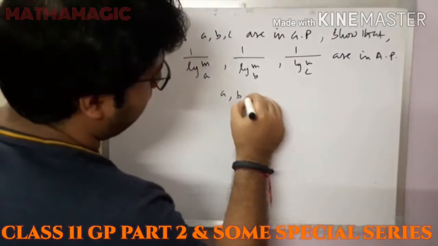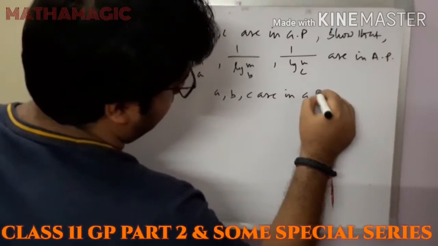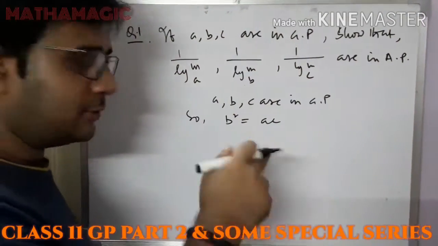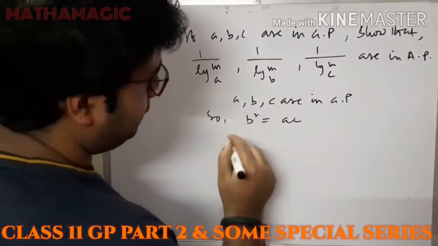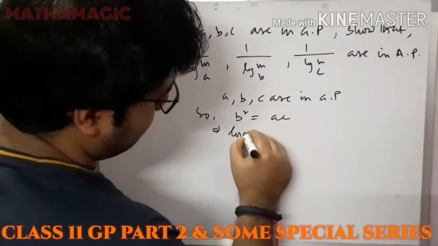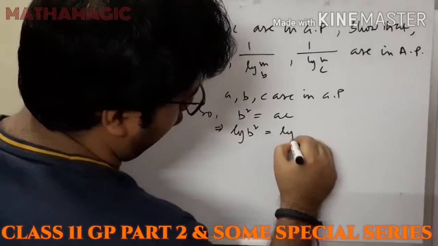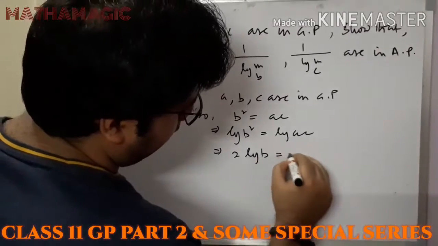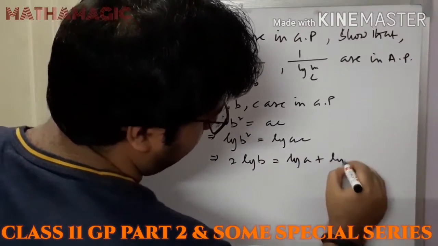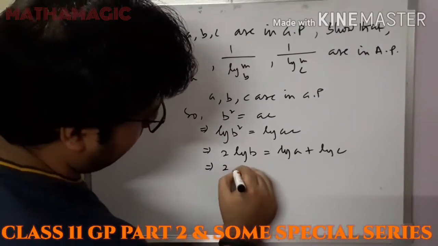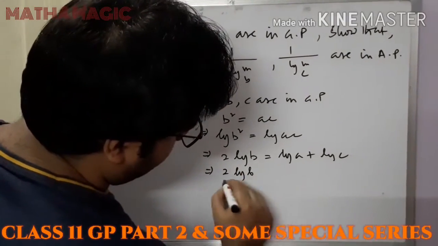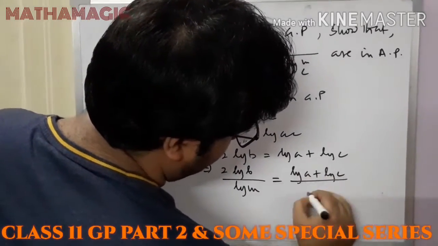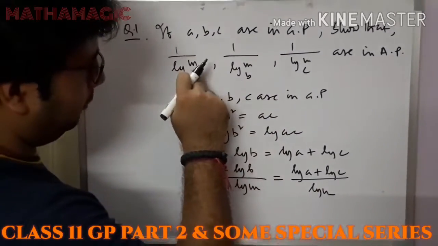So A, B, C are in GP. So we can write that B square is equal to AC, because B by A is equal to C by B. From that we get that B square equals AC. Now if we take log on both sides, then we'll get log of B square equals log of AC. Now by the property of log, it will be 2 log B equals log A plus log C. Now we can divide it like this: 2 log B divided by log M will be equal to log A plus log C divided by log M. We are taking log M because here the base is M.